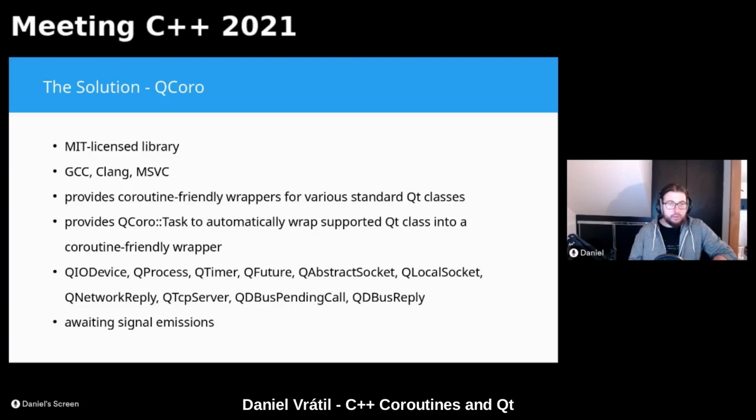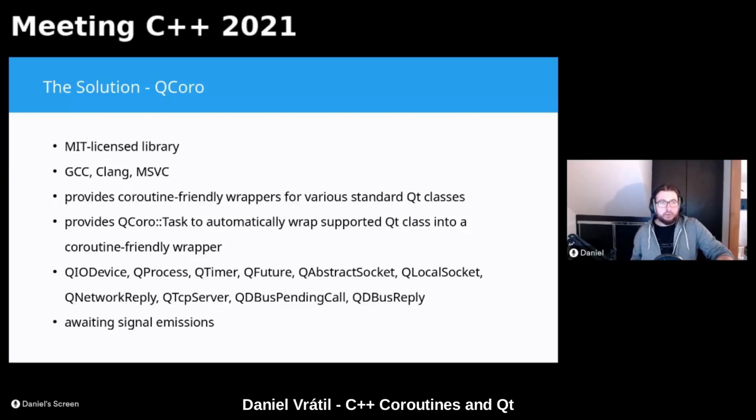So to talk a bit more about QCoro itself, it's an MIT licensed library that supports GCC, Clang, and MSVC. So it supports all three major platforms, so Linux, macOS, and Windows. Basically, to sum it up, it provides coroutine-friendly wrappers for various standard Qt classes. Those classes that are currently supported are QIODevice, QProcess, QTimer, QFuture, QAbstractSocket, and QLocalSocket, QNetworkReply, QTcpServer, and QDBusPendingCall and QDBusReply. Those are the supported types right now.